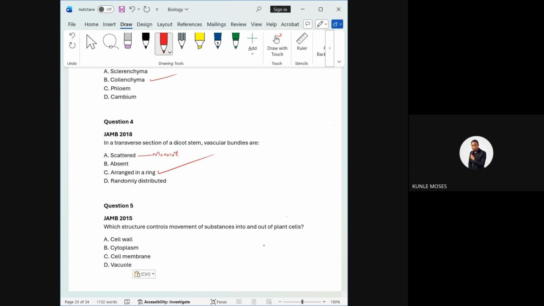Which structures control movement of substances into and out of plant cells? Very good. Some people will pick cell wall. And it's not cell wall because cell wall does not control movement. Cell wall helps in protection. It's the four external structures in a plant cell. So the answer is C. Confidence.